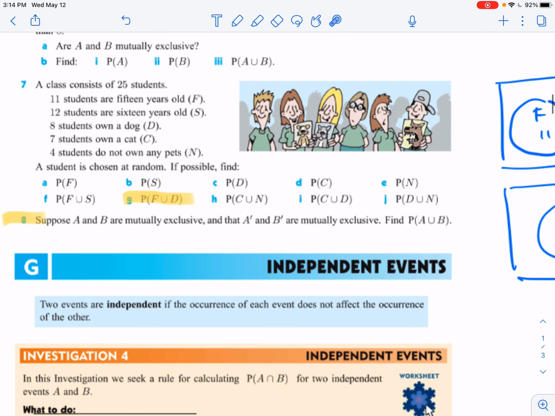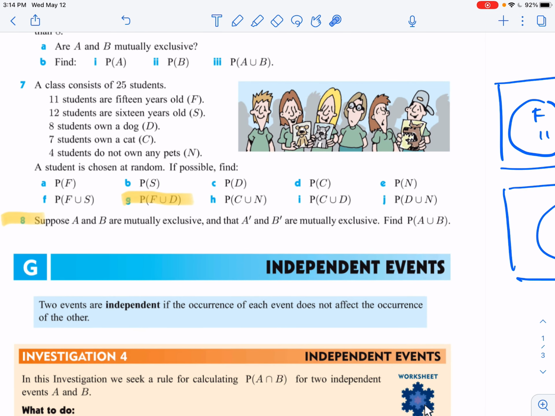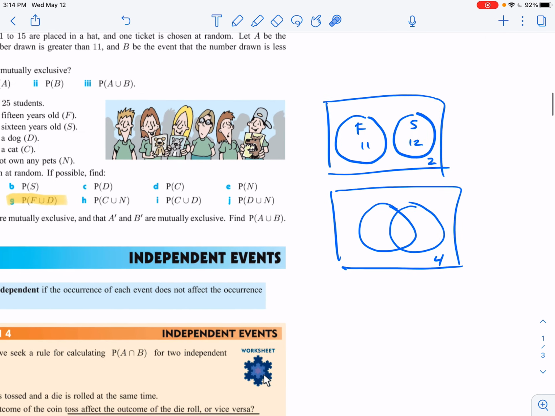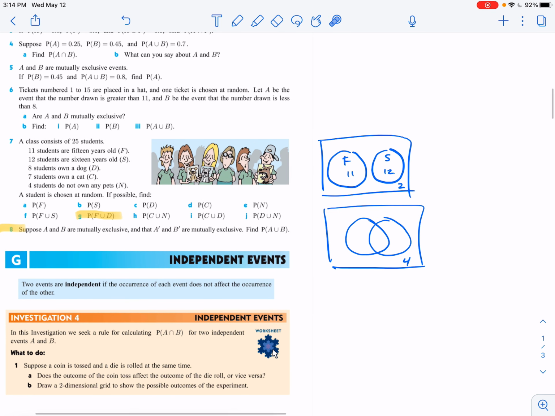On this one, they tell us that we've got a class of 25 students. We've got some 15-year-olds, we've got some 16-year-olds, we have people that own a dog, we have people that own a cat, we have people that don't have any pets. So I started making a Venn diagram. We have 15-year-olds and 16-year-olds. They are mutually exclusive. And we know that there's a total of 25. When I added those two, I got 23, so that left us 2 out here.